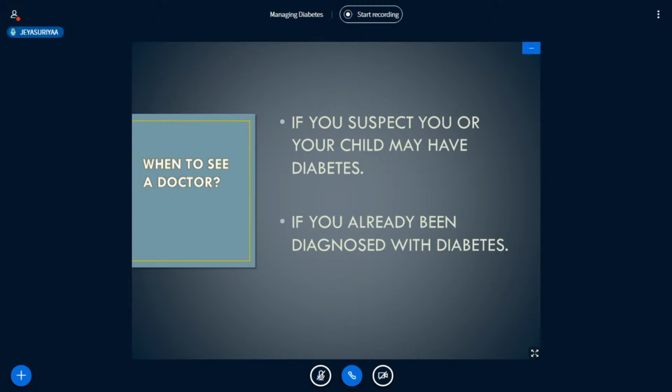And when to see a doctor? If you suspect your child or you may have diabetes, if you notice any possible diabetes symptoms, as I mentioned earlier, contact your doctor. The earlier the condition is diagnosed, the sooner the treatment can begin. On the other hand, if you have already been diagnosed with diabetes, after you receive your diagnosis, you'll need close medical follow-up until the blood sugar levels are stabilized.